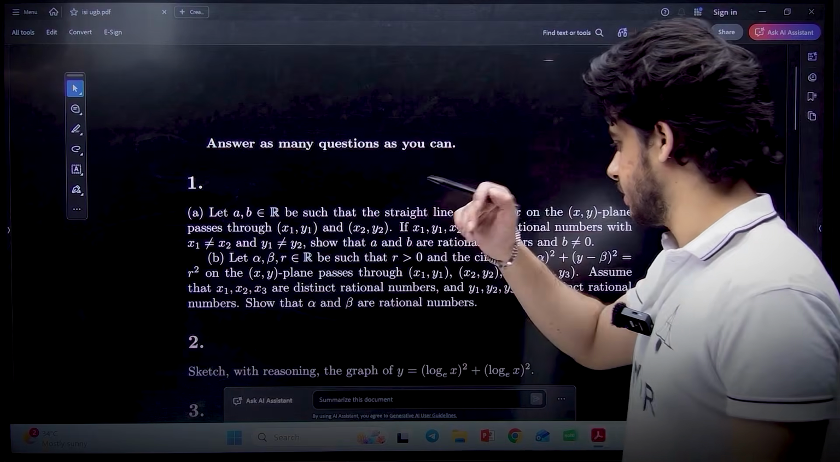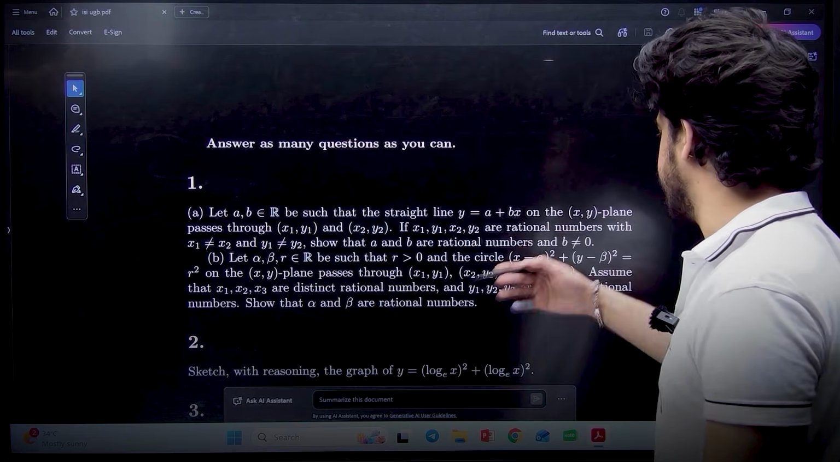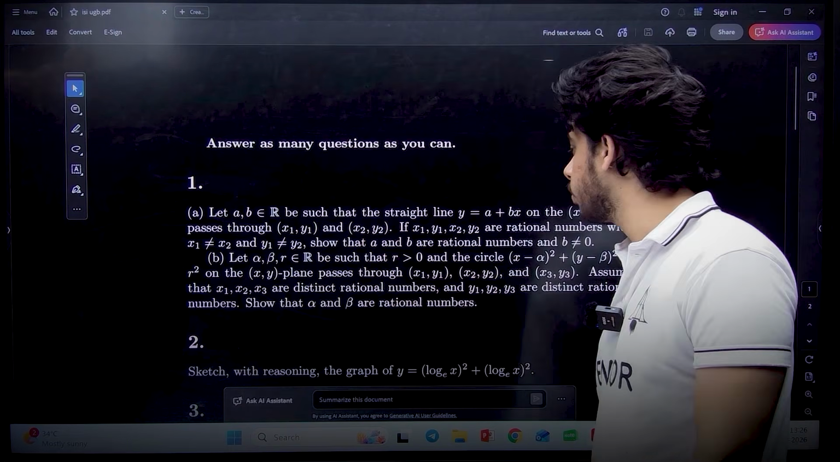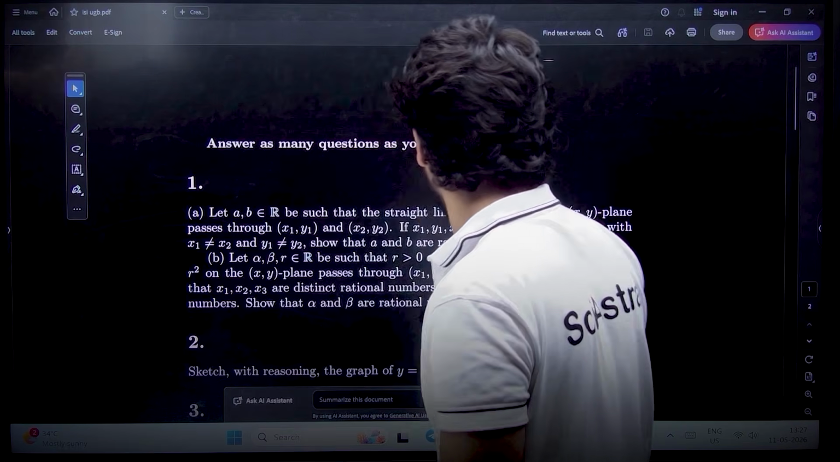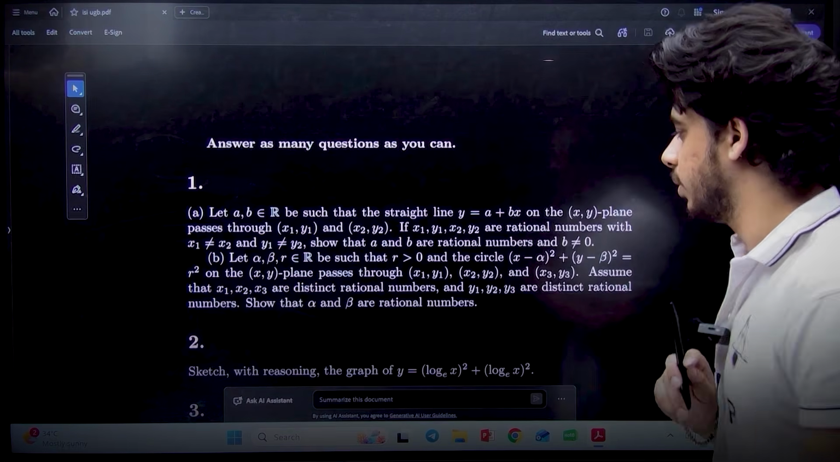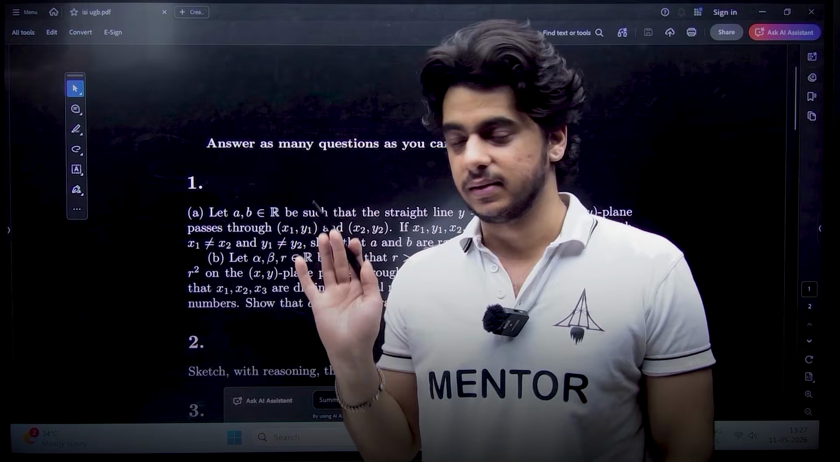So this first question is a two-part question. It says a, b are real numbers such that this straight line in the xy plane passes through these 2 points, and it's given that all the coordinates of these points are rationals. You have to prove that a and b are rational numbers with b not equal to 0. A very easy part. This is really easy.